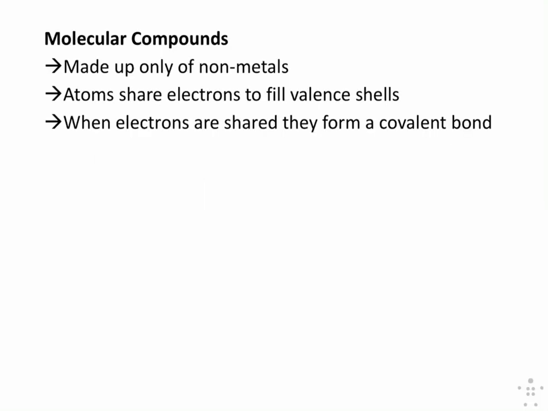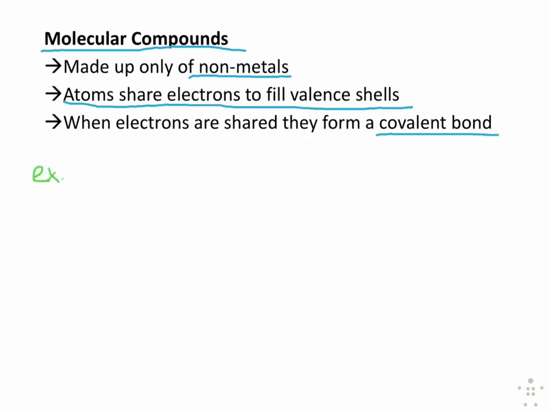So our molecular compounds are compounds that are made up of only nonmetals. Because there's only nonmetals, there's no transferring of electrons. Instead, our atoms share electrons to fill their valence shells. And when they do this, they form what's called a covalent bond.